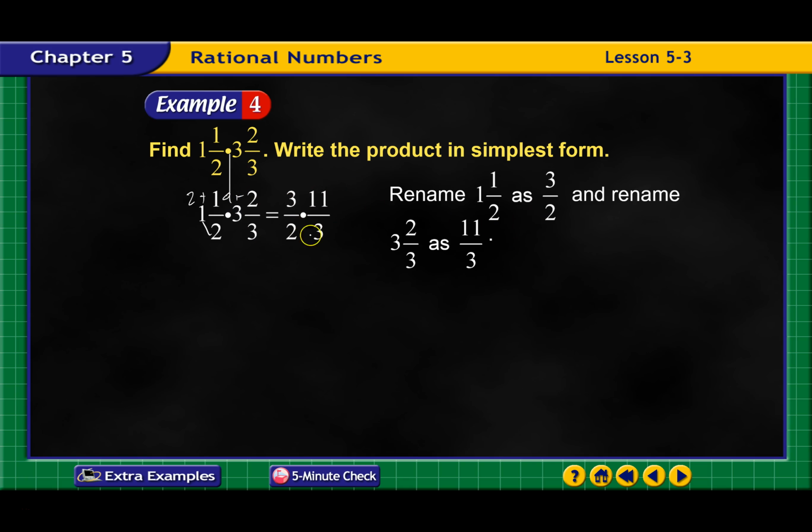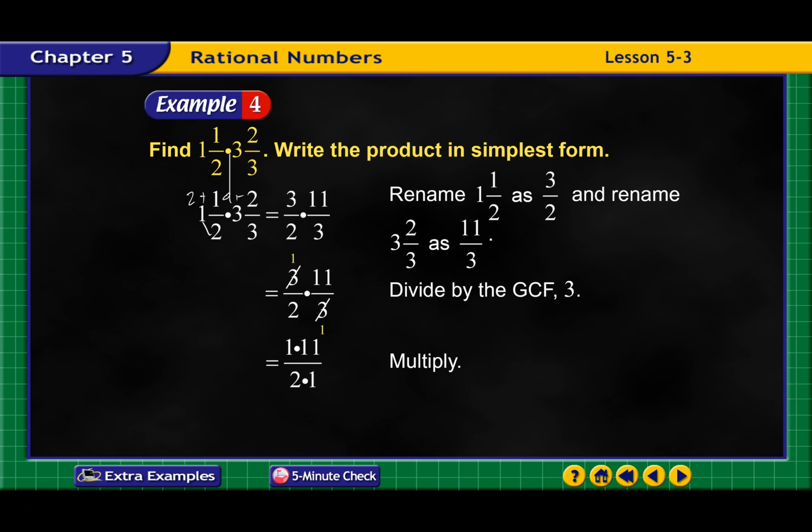11. Now, can I reduce these at all? Well, there's 3 and 3 on opposite corners, so those 2 I can turn to 1. So it'll end up being just 11 over 2. And then I could simplify that down into 5.5.